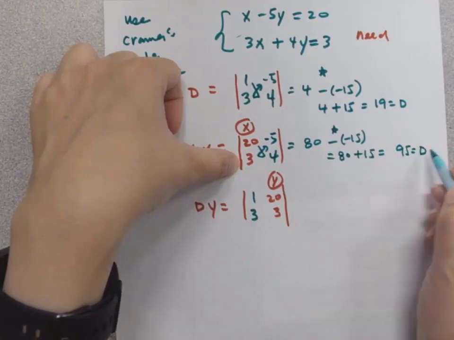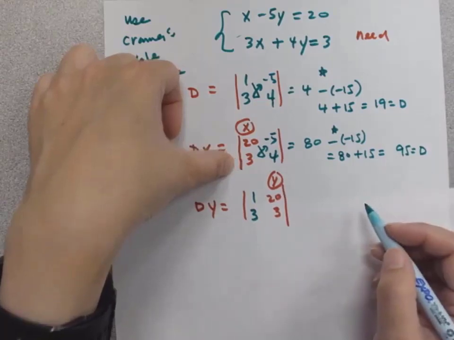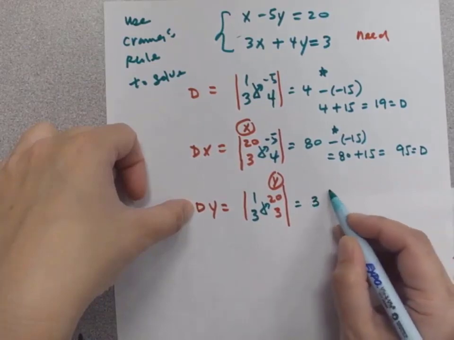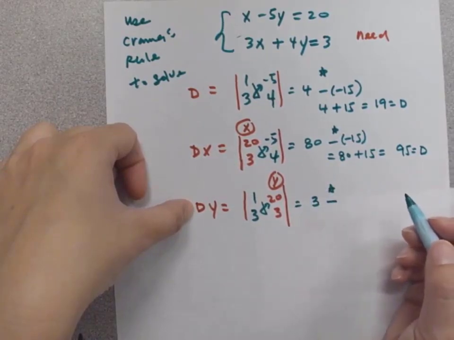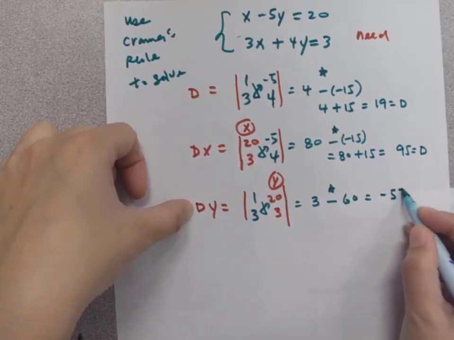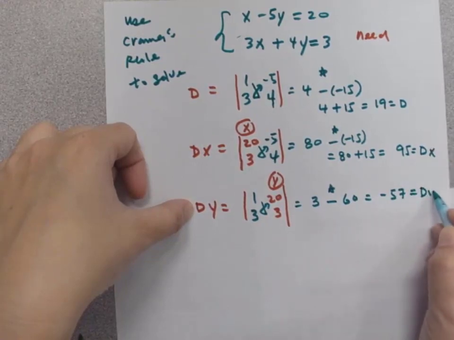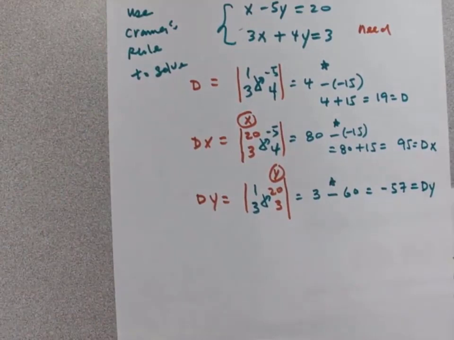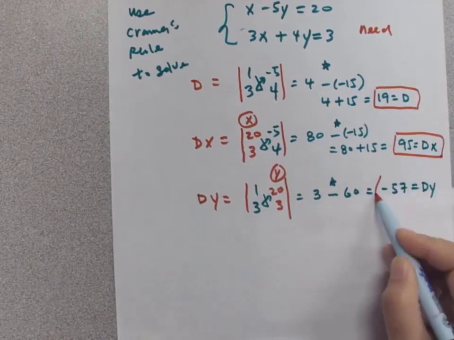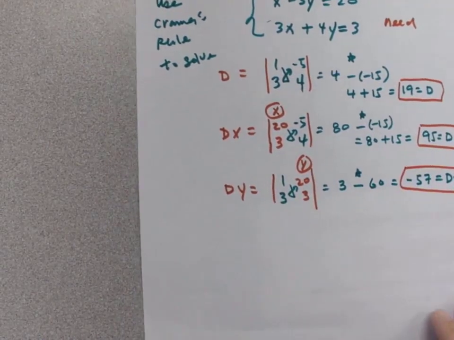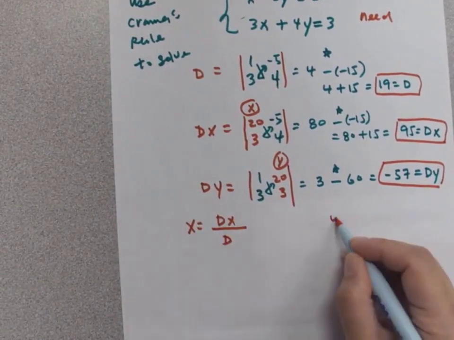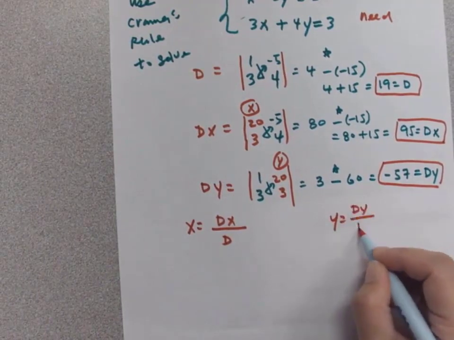So when you get the d, dx, and dy, if they are pretty big numbers, don't be scared, okay? For the dy part, we have 1 times 3 is 3, and then again subtract 60, since 3 times 20 is 60. It's going to be negative 57. So this one is dx and this one is dy. And then divide. One of the common mistakes is students stop here, but we don't really care about dx and dy. We want to find x and y, right? So for x, it's going to be dx over d. For y, it's going to be dy over d.